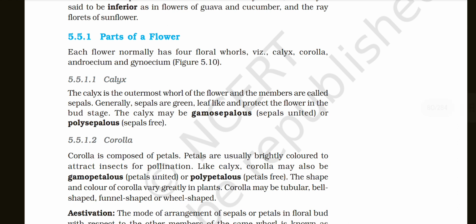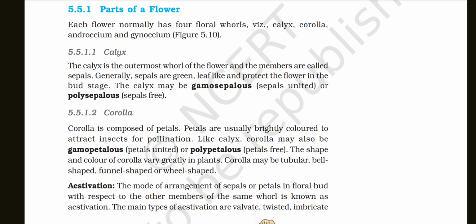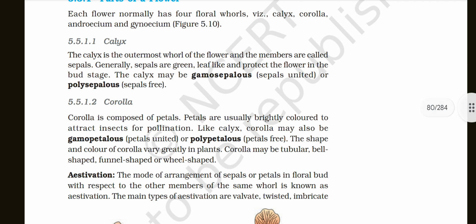Parts of the flower. Each flower normally has 4 floral whorls, namely calyx, corolla, androecium, and gynoecium. Calyx. The calyx is the outermost whorl of the flower, and the members are called sepals. Generally, sepals are green, leaf-like, and protect the flower in the bud stage. The calyx may be gamosepalous, sepals united, or polysepalous, that is sepals free.